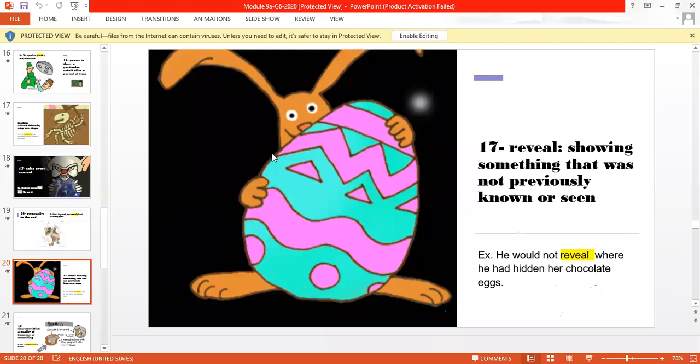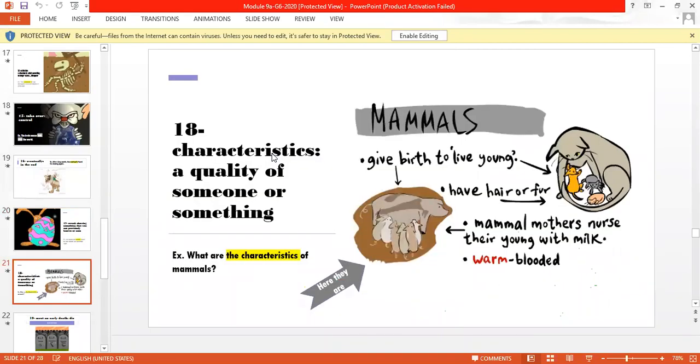Next, we have traits, right? So reveal means something else, but traits are the characteristics. It means when a group of animals or a set of animals have hair, for example, the cat has hair, or milk, warm-blooded. Or mammals in general give birth to live young. So characteristics means to agree on the same way of living with the same things.